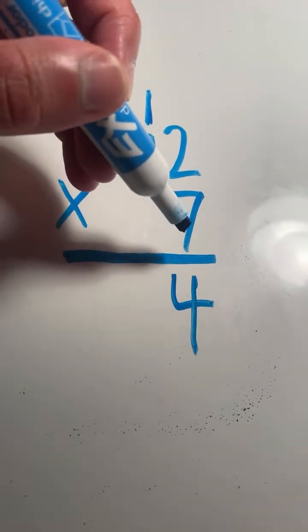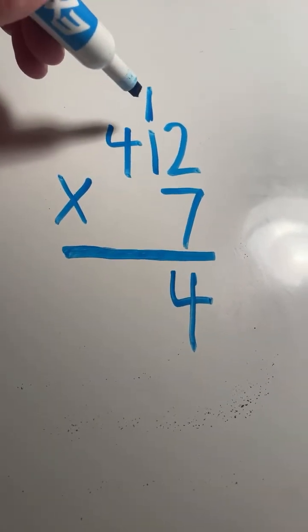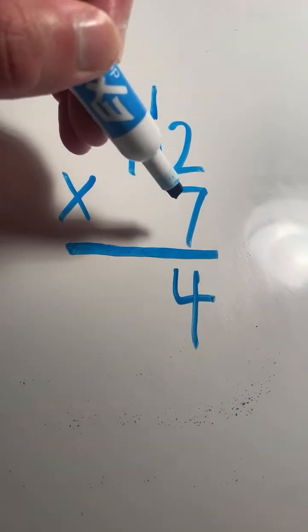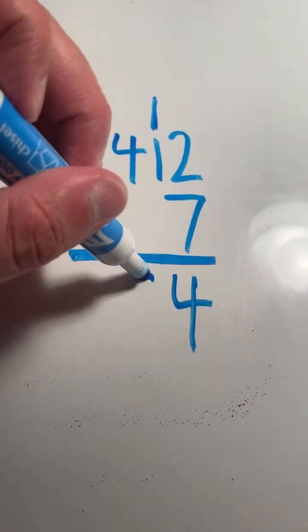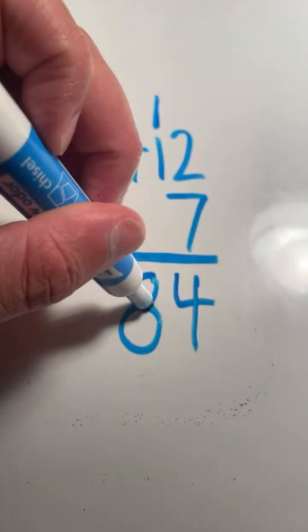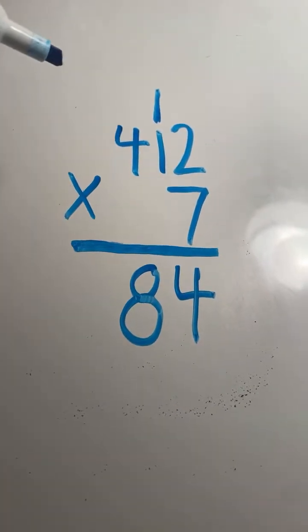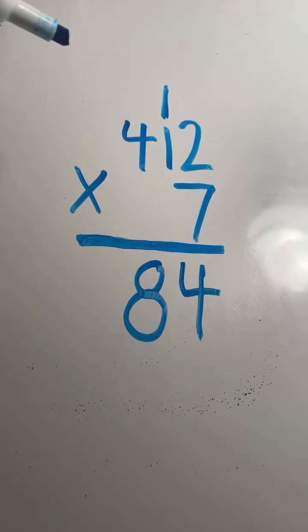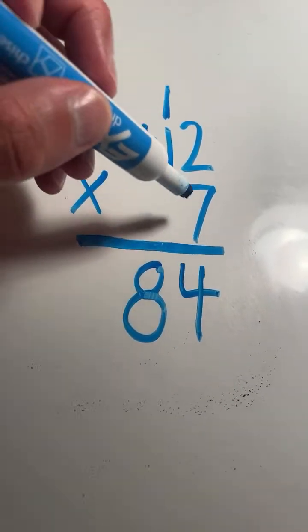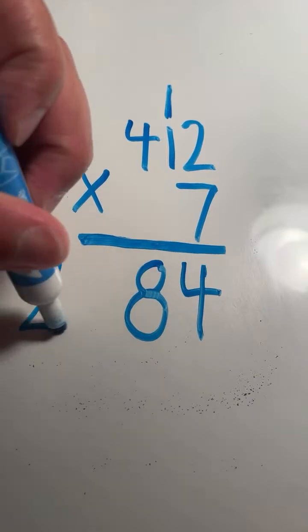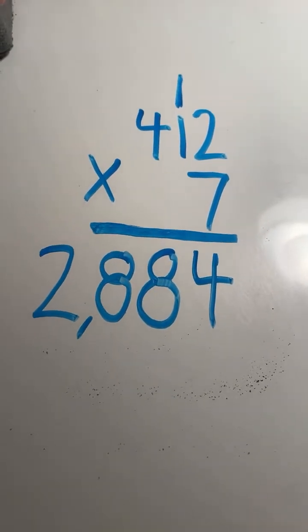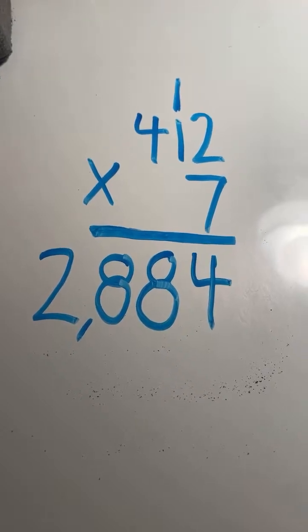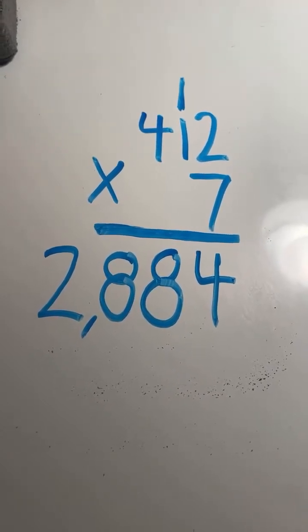Next, we multiply 1 times 7, and we have to add the 1 that we carried over. 1 times 7 equals 7. 7 plus 1 equals 8. Again, no regrouping needed in the tens place because our product is less than 10. We only regroup when our product is 10 or more. 4 times 7 equals 28. And we have our final answer here. 412 times 7 equals 2,884.